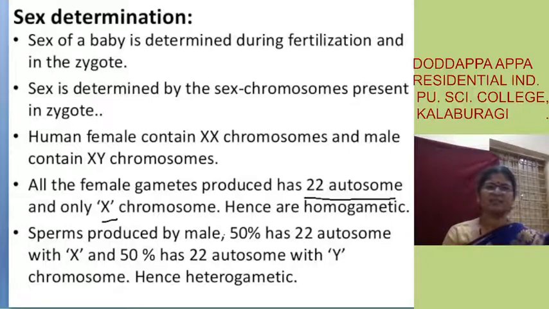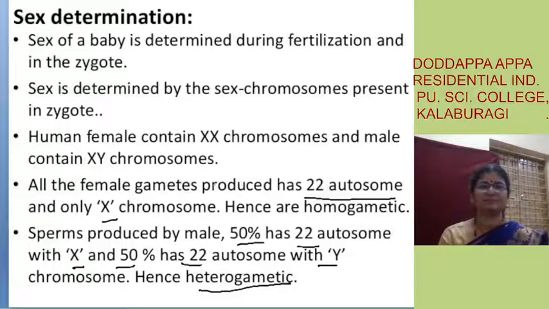So it is given that 50% of the sperms have 22 autosomes and the X chromosome, and the other 50% have 22 autosomes and the Y chromosome. That is why they are called heterogametic. Whereas in the female, all the ova have 22 autosomes with the X chromosome. That is why they are called homogametic. Females are homogametic as they produce homogametes. Where did the pen go? Okay, here it is.